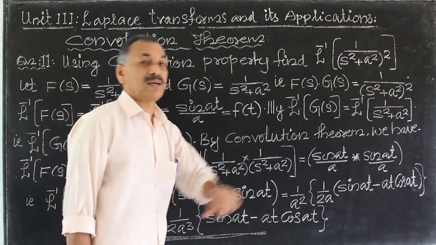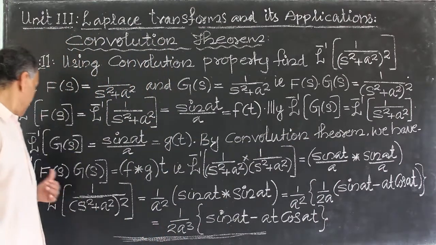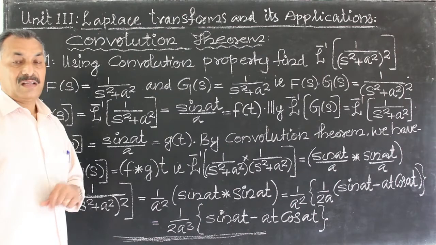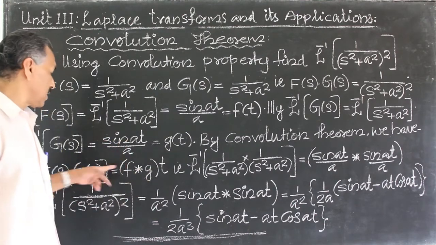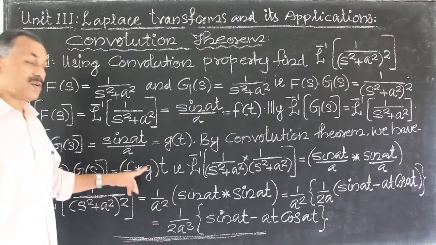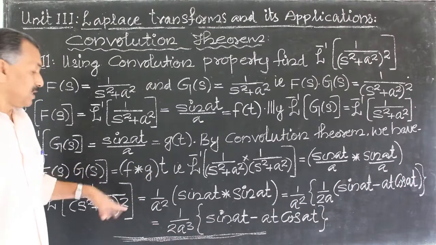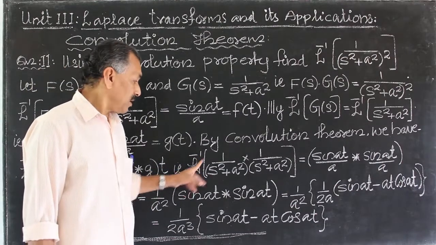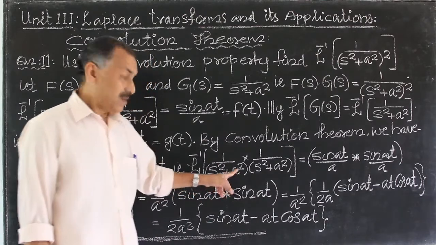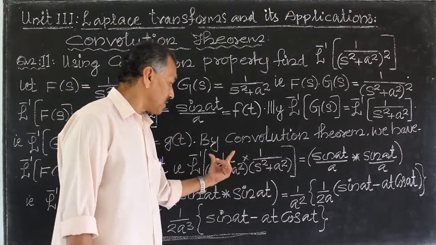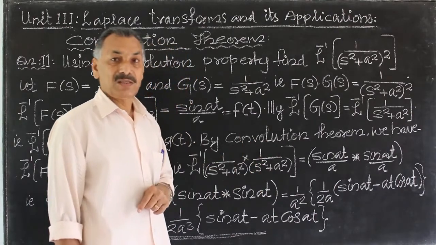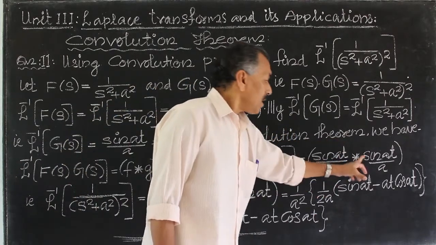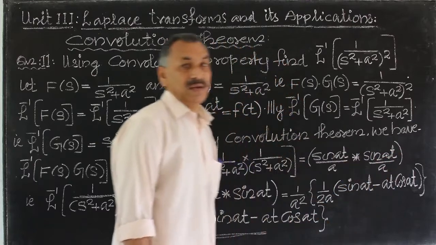Then by the convolution theorem, we have L inverse of F(s) into G(s) is equal to f convolution g of t. Now, by the convolution theorem, L inverse of capital F(s) is small f, L inverse of capital G(s) is small g, then L inverse of F into G is equal to f convolution g of t. That means L inverse of 1 divided by s square plus a square into 1 divided by s square plus a square, L inverse of F(s) into G(s), is equal to f convolution g, where small f of t is equal to sin a t by a, convolved with g of t, sin a t by a.